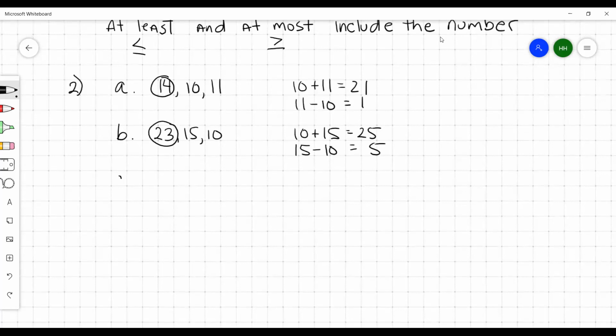Then you try answer choice C, 5, 7, and 8. And then you take the two smallest sides, 5 plus 7, that's equal to 12. 7 minus 5 equals 2. 8 is between 2 and 12, so that will make a triangle.